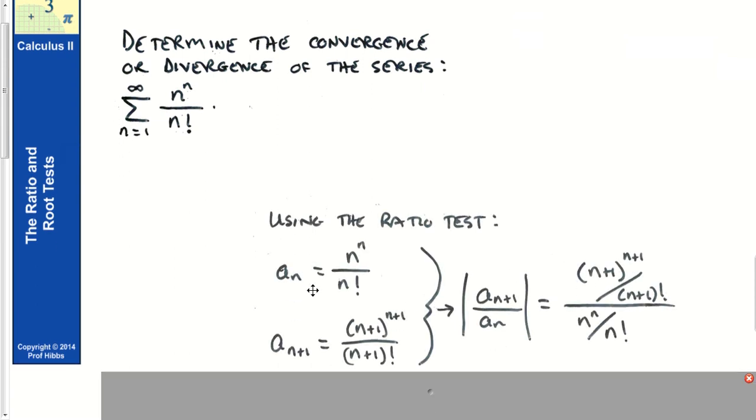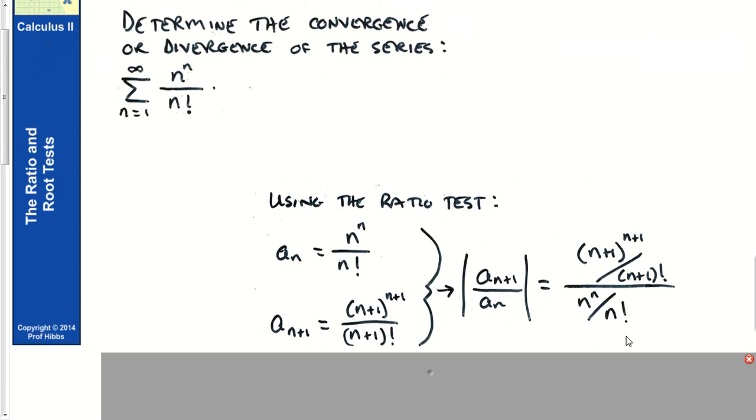And remember, when we're using the ratio test, we need to create the fraction of a to the n plus 1 over a to the n and take the absolute value of that and simplify the fraction. That's what we're after. So we know a to the n is just n to the power n over n factorial, and for a to the n plus 1, we'll replace every n with an n plus 1. So n plus 1 to the power n plus 1 divided by n plus 1 factorial. And of course we take the absolute value of the ratio.